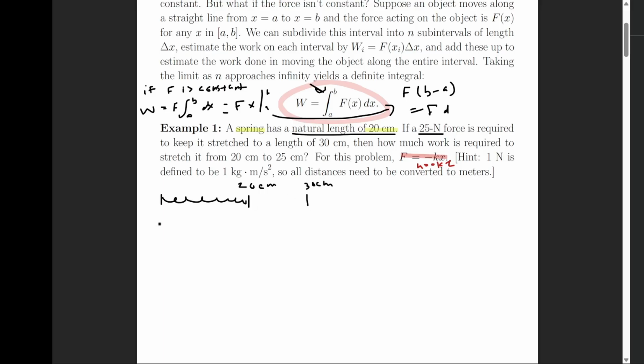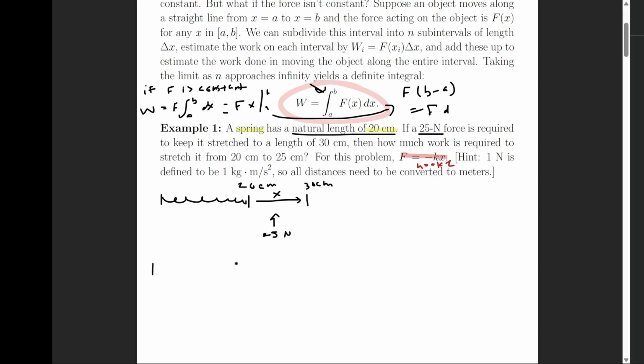So this is our spring, and it's taking 25 newtons to stretch it out. So our spring would be from here to here. It's being stretched out to 30 centimeters. Another 10 centimeters, and then we call this x. Then it's asking how much work is required to stretch it from 20 centimeters to 25. So this is 25. 25 newtons to stretch it further.